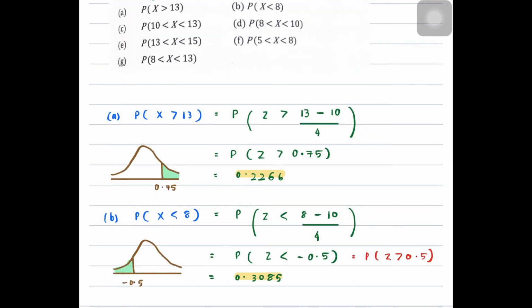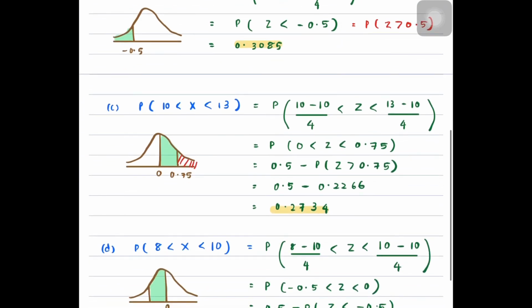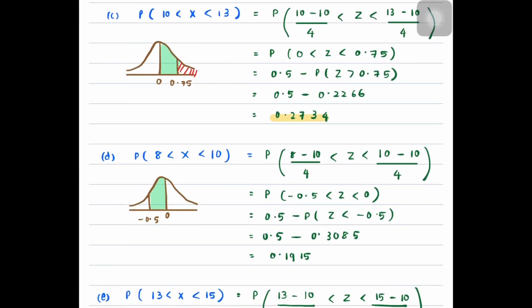Alright, for part D, let's say you have X from 8 up until 10. So first step, always convert to the standard normal. So 8 minus 10 over 4, 10 minus 10 over 4. So you will have negative 0.5 up until 0. If you illustrate it in the diagram, this is the shaded area, negative 0.5 up until 0.